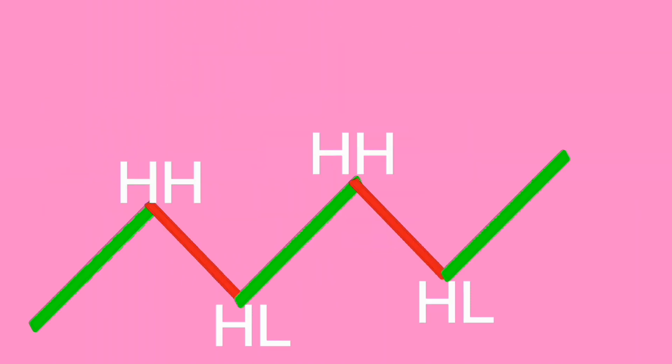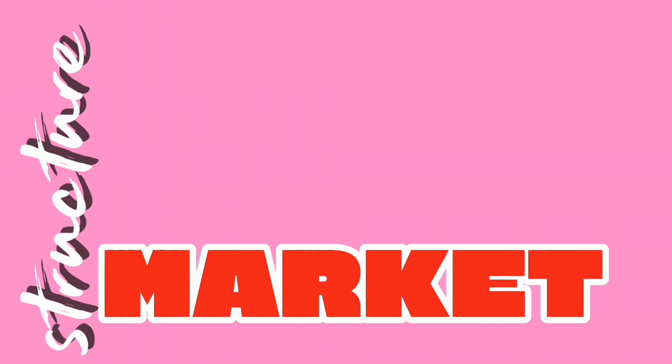Firstly, you need to know what a simple market structure is. In uptrends, we want to see higher highs and higher lows. For downtrends, we want to see lower highs and lower lows. But no trend lasts forever. This is where the market structure shift kicks in.